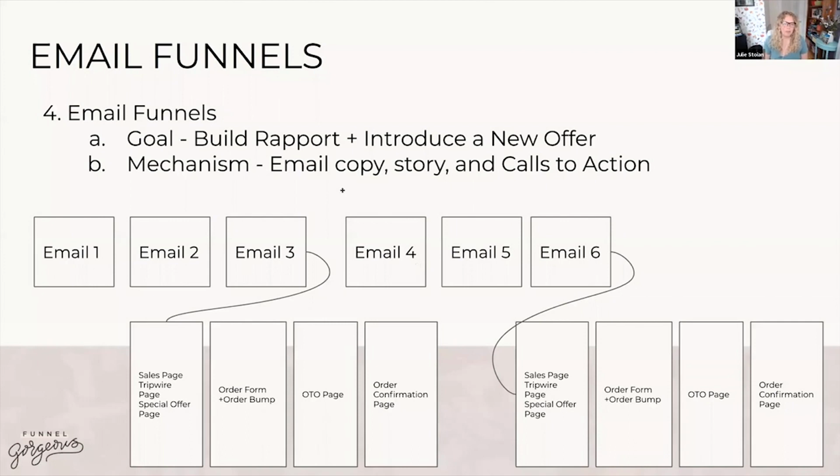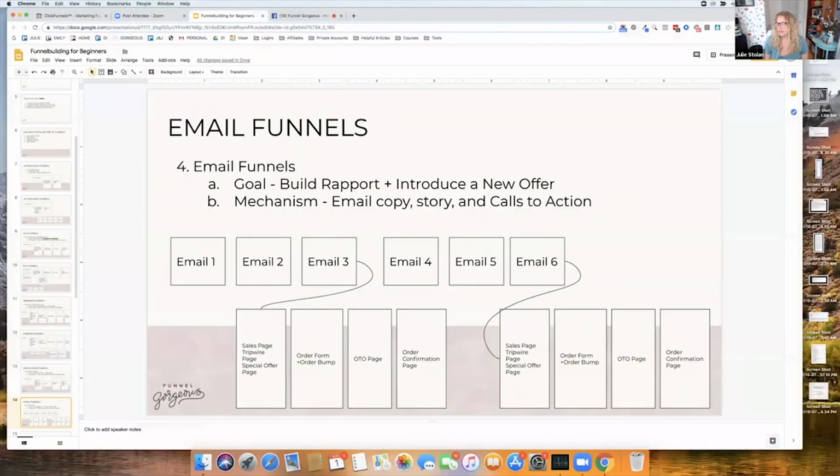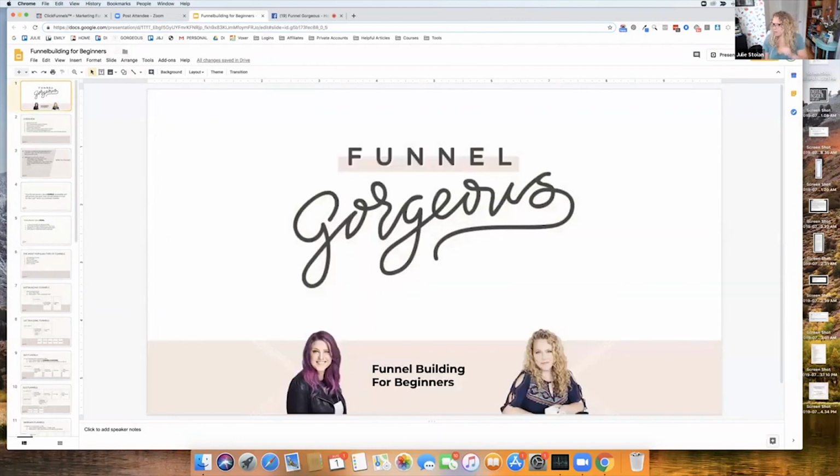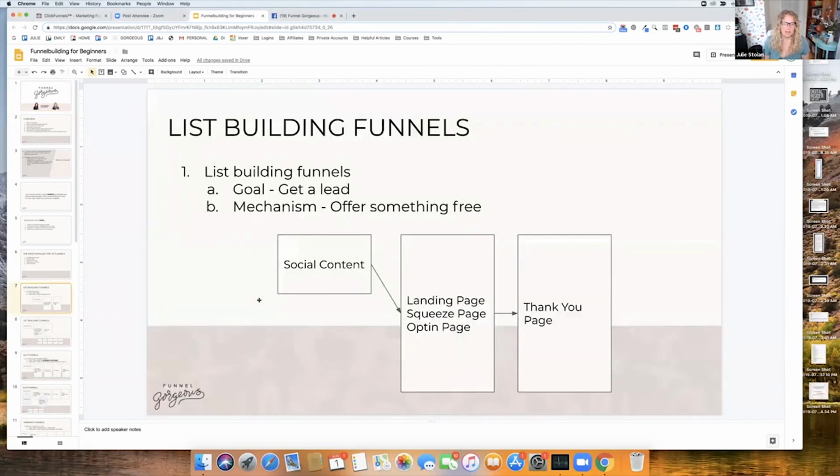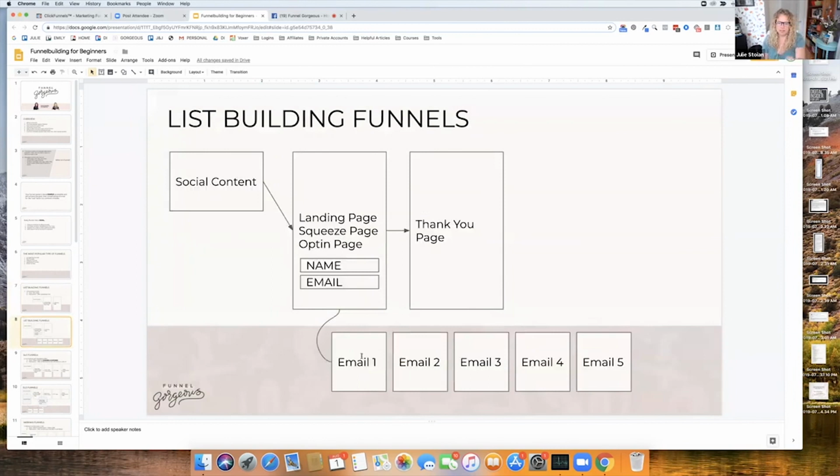Okay, so let me pop out of here for a second. And I'm just gonna see what questions came up, and then I wanna show you an example of each one. Okay. All right, so first question, how do you get people to go from a list funnel to an email funnel? So I'm assuming here, you're asking, how do they get from here to here? I'm assuming that's what you're asking.